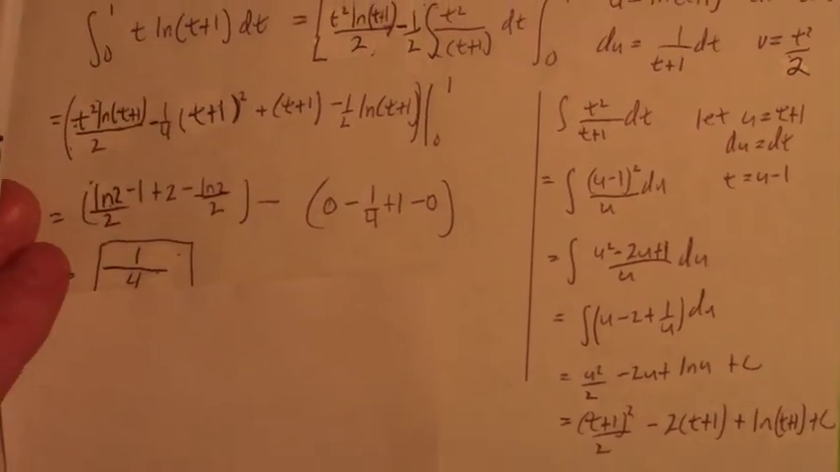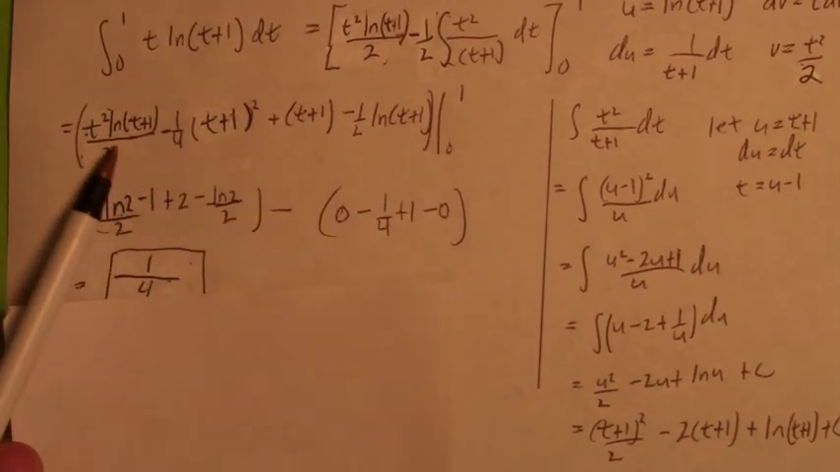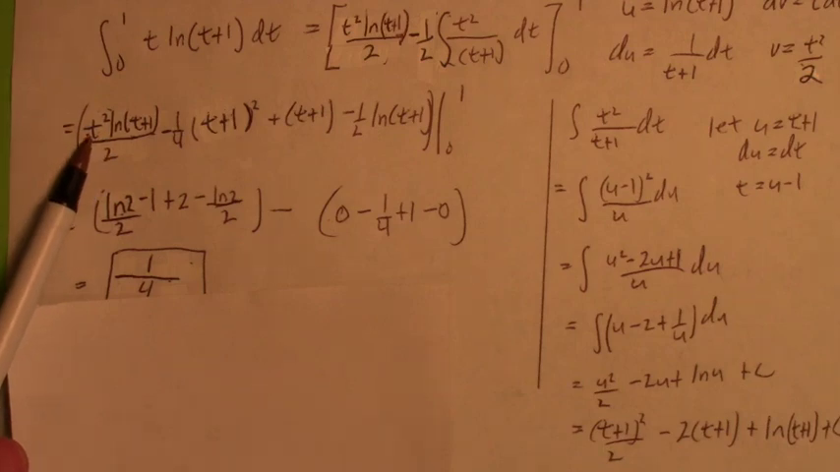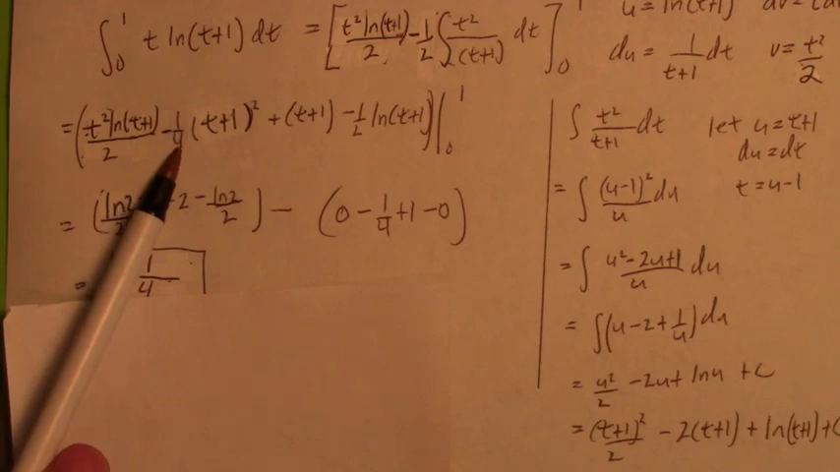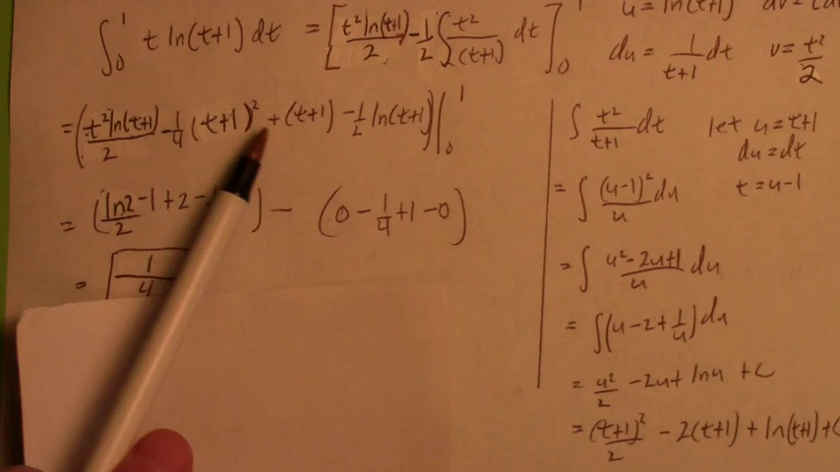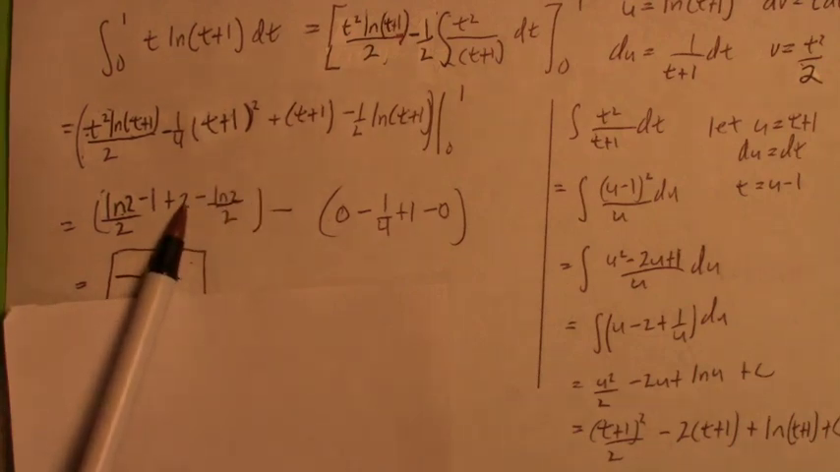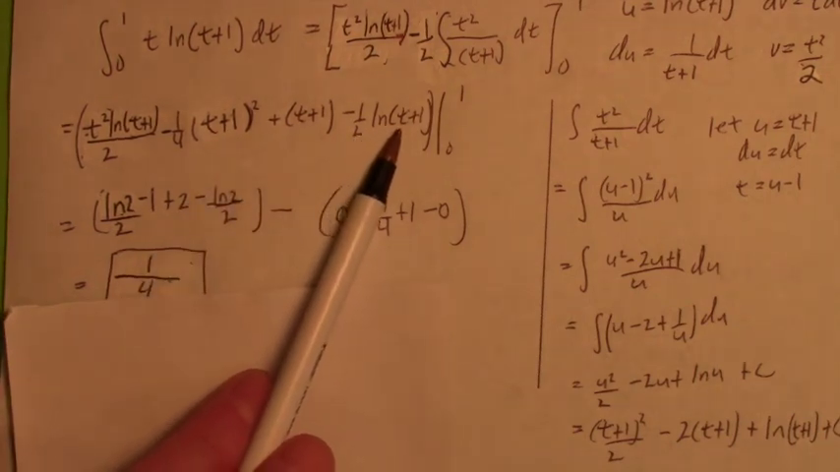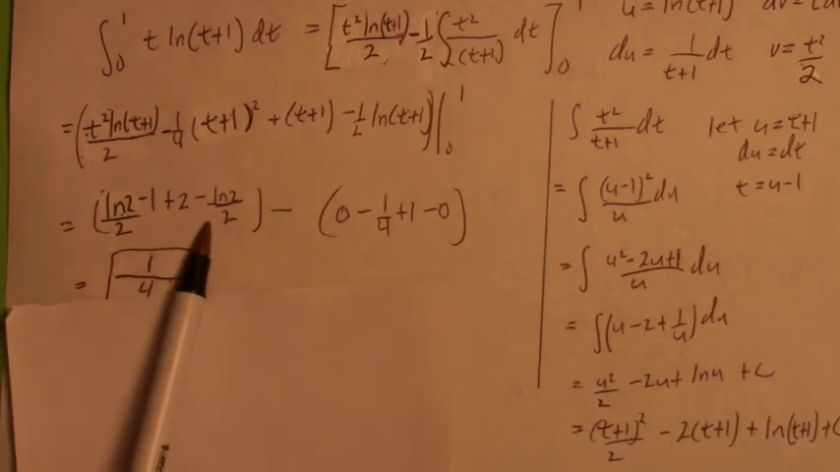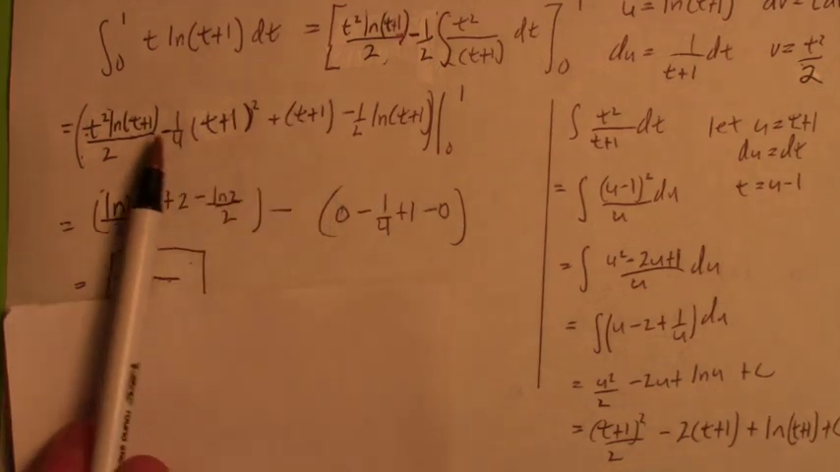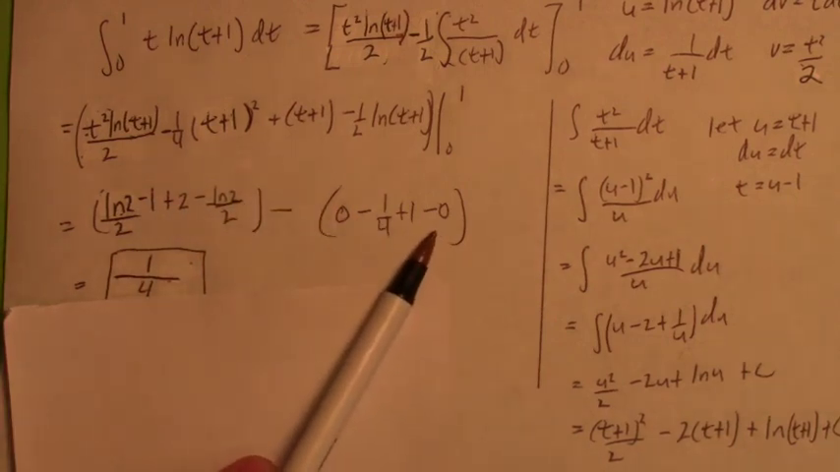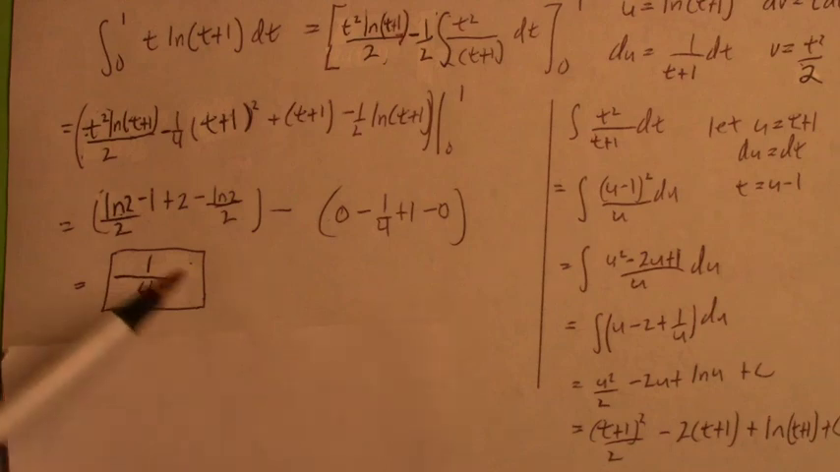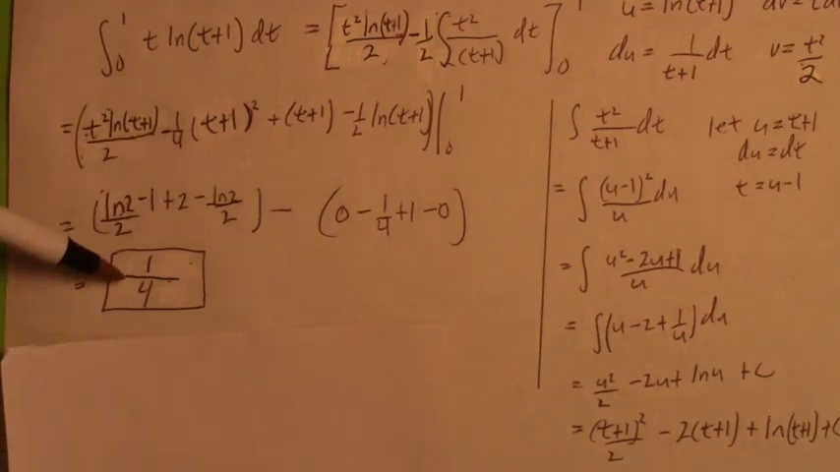All right, we're almost done. So we evaluate from 0 to 1. When you plug in 1, this becomes ln of 2 over 2. This becomes minus 4 over 4, which is minus 1. This becomes 2. And when you plug in 1 here, you get minus ln of 2 over 2. So this is what you get when you plug in 1. And then when you plug in 0, this drops out. You get minus 1/4 plus 1 minus 0. If you simplify it, the ln of 2 over 2's cancel, and I think you get 1/4.